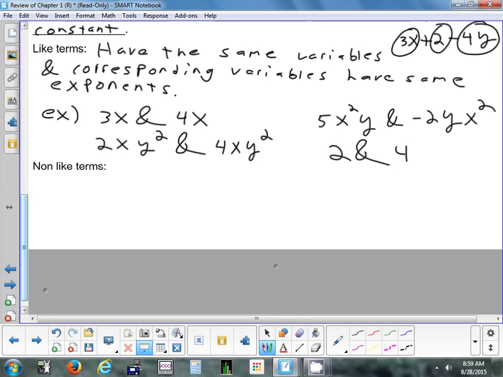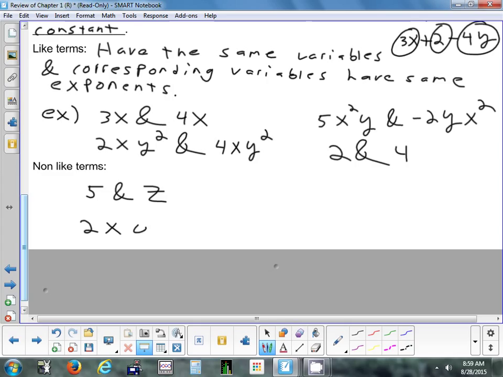How about Ryan? Can you give me a term? 5. Okay. And somebody give me something that's not a like term with 5. Logan? The variable z. Sure, z. You cannot combine a number with a letter with addition. Can't do it.